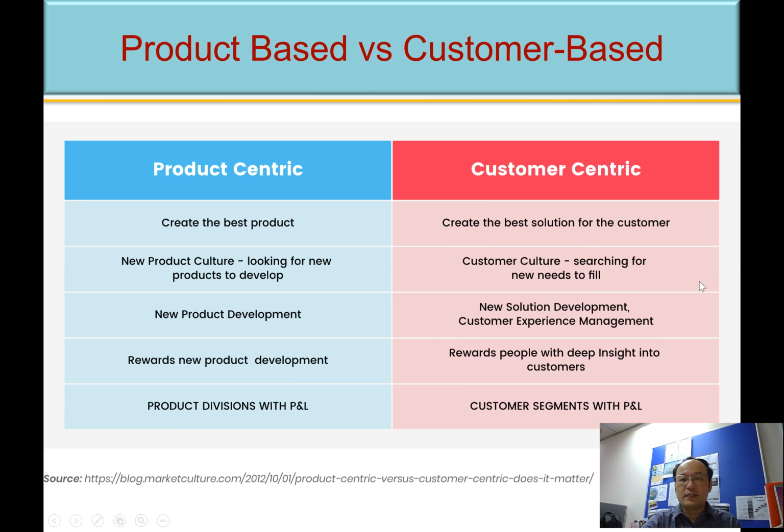So product centric and consumer centric. Product centric always creates the best products. Customer centric always creates the best solution for the customer. Develop the best product, develop the best solution. What the customer wants is the solution, they want the best product. So when both come in, both provide a better service to the customer.